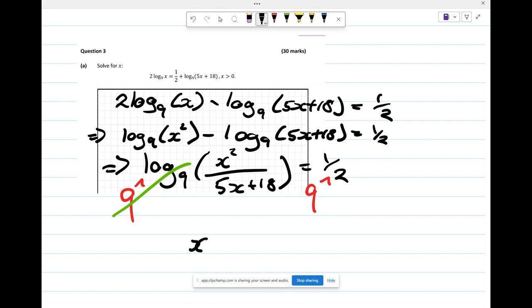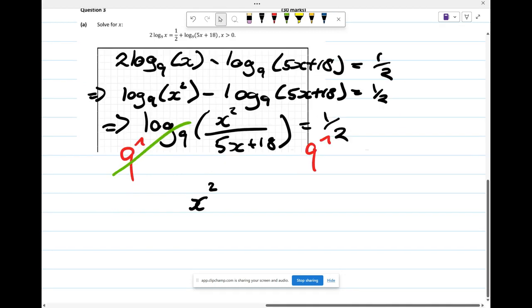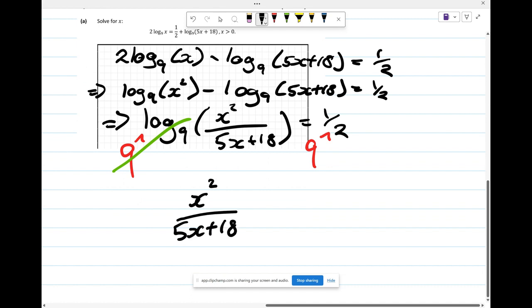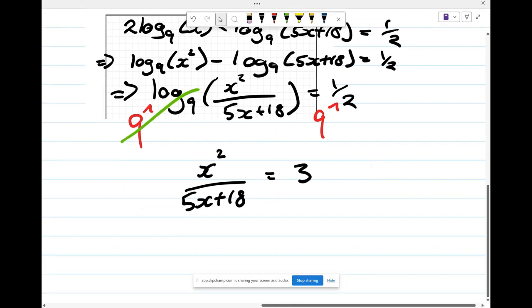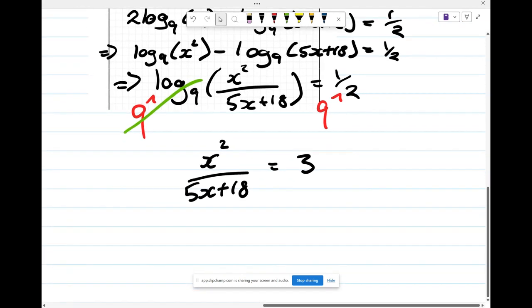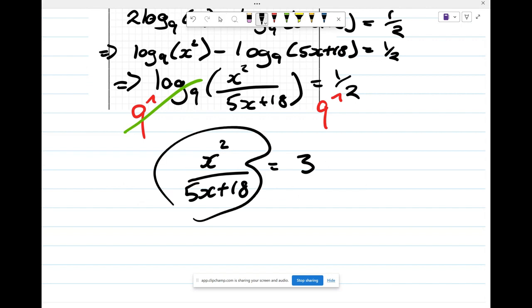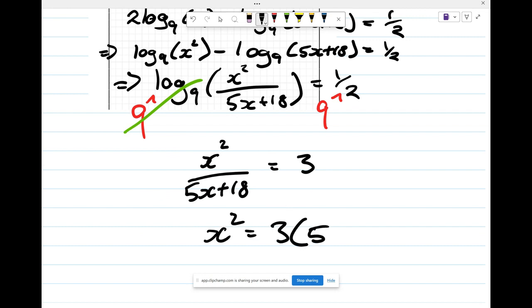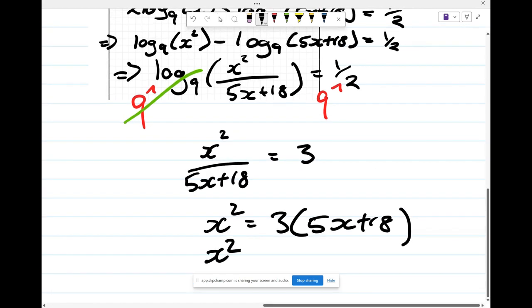So we're going to end up with x squared all over 5x plus 18 is equal to 9 to the power of 1/2, which is just 3 if you put that in your calculator. And great, now we have something that looks a little bit easier than everything to do with logs. Here it's simple algebra, so we can just cross multiply like this and get x squared is equal to 3 times 5x plus 18. Multiply that out and solve for x.